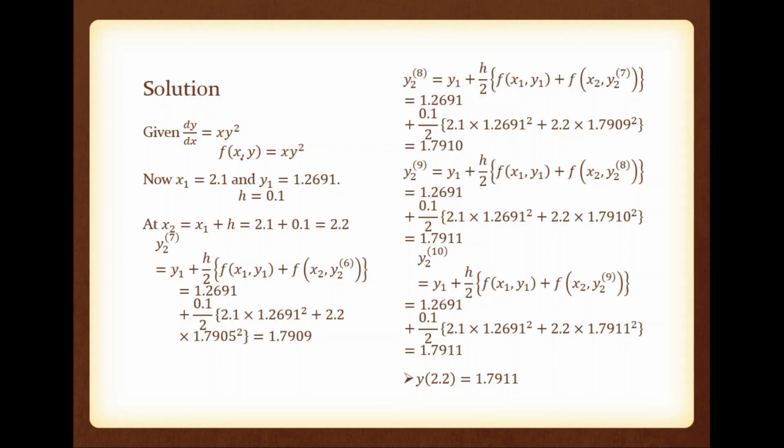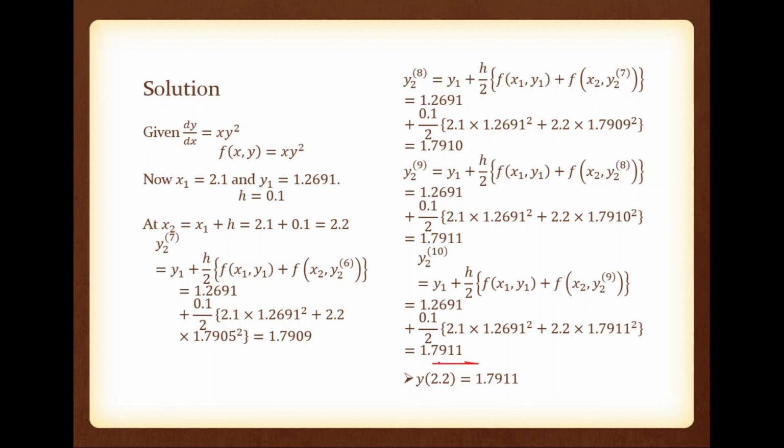So here I am quickly showing the remaining values. This is y2 of 8, that is calculated by using y2 of 7, that is 1.7909, that is equal to 1.7910. Then y2 of 9 is equal to 1.7911. So you can see that these are not equal. So we have to continue. So y2 of 10 is equal to 1.2691 plus etc. So we have 1.7911.